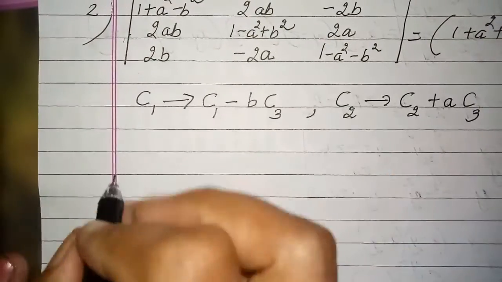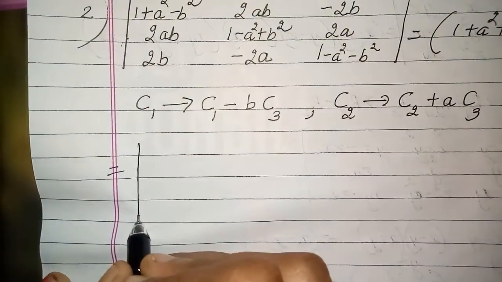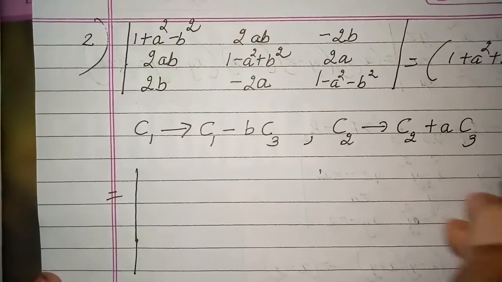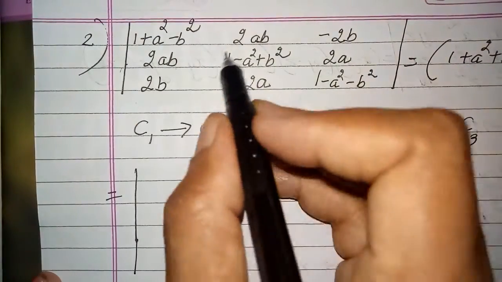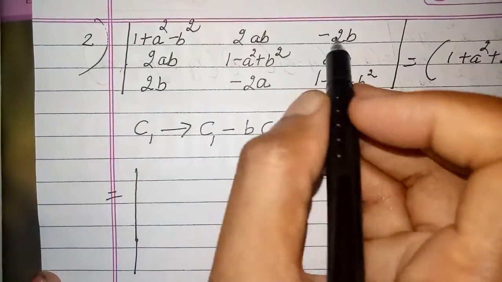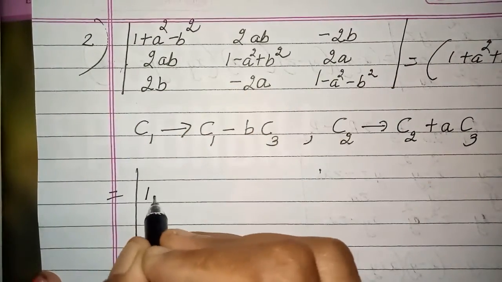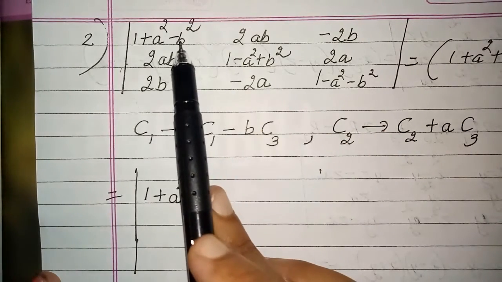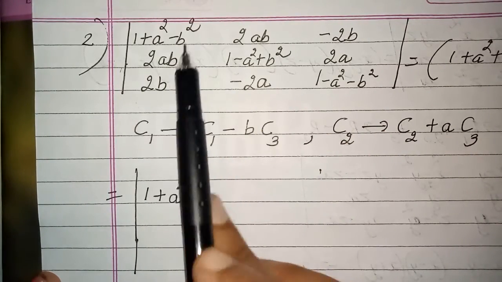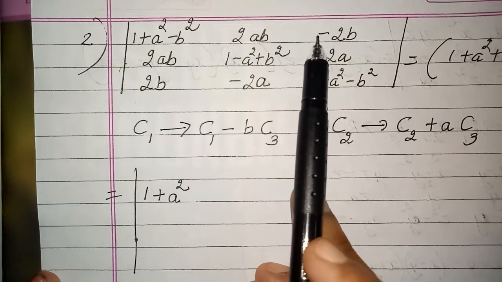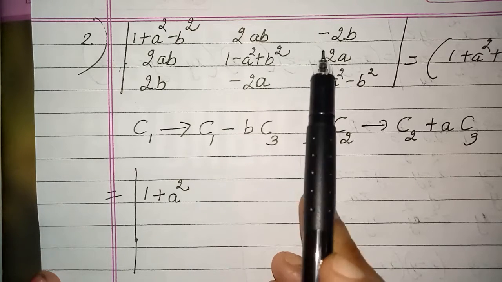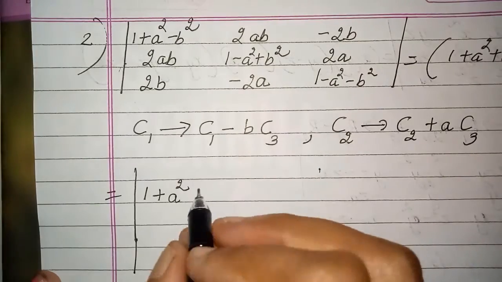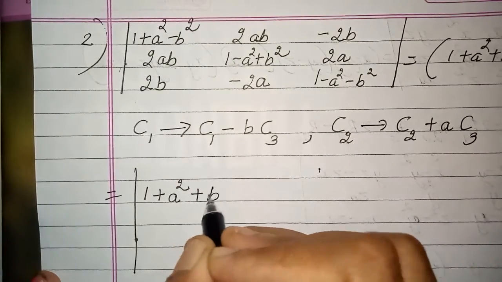Okay, let's try it. The first column has to be changed. So what will it be? C1 minus b C3. So it will be 1 plus a square. Now this is, children, minus b square. Okay, C1 minus b square. Minus of minus will become plus, and with b, 2b square. So minus b square plus 2b square will be plus b square.